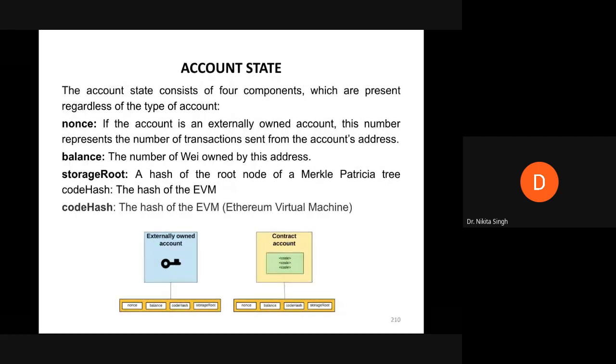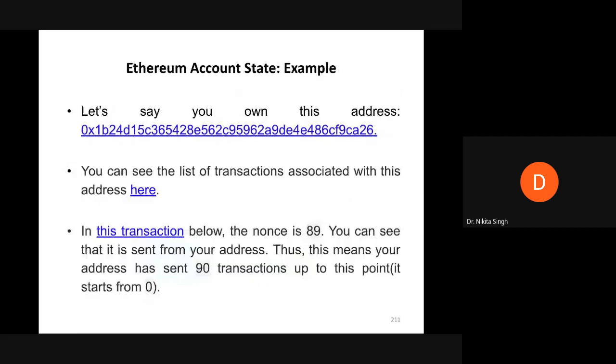So there are two types of nonce here with respect to Ethereum, the account nonce and the proof of work nonce. To make it more clear, let us see this with the help of an example. So here we have an example. This is an Ethereum address here. All right.